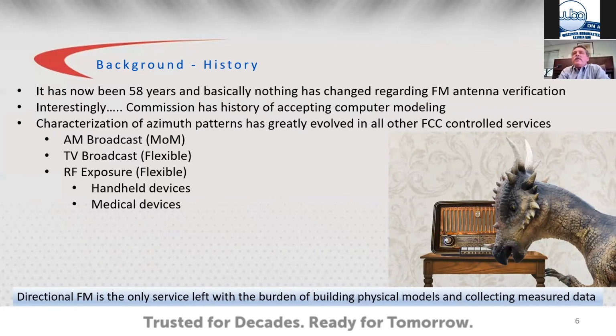So now it's been 58 years and basically nothing has changed in the FM rules or the measurement process to validate FM patterns. And it's interesting that aside from FM, the commission does have a history of accepting computer modeling. And basically, the way that antenna patterns are handled in general have evolved in all of these other FCC services. AM broadcast, for example, in 2008, the rules were updated to allow the method of moments for pattern verification. And if you look at the rules for TV and RF exposure, they're already really flexible enough to permit computer modeling. So basically, in a nutshell, FM is the only service left with the burden of building physical models and collecting measured data.